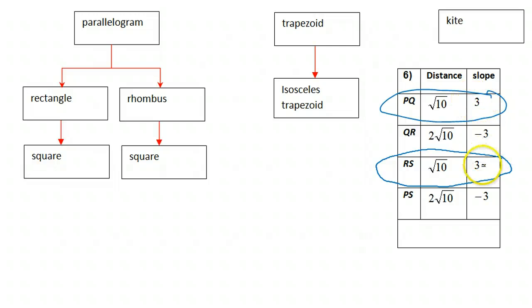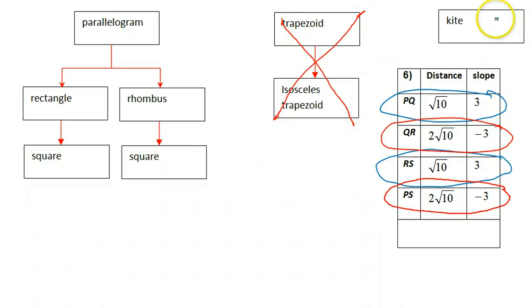Okay, the slopes are 3 and 3, that's parallel. The lengths are radical 10 and radical 10, that's congruent. So far so good. The opposite sides are parallel, the opposite sides are congruent. Let's look at the other pair of opposite sides, QR and PS. Negative 3 and negative 3, that's parallel. 2 radical 10, 2 radical 10, that's congruent. Okay, so once again, this is a parallelogram. So it's not a trapezoid, and it's not a kite. So it's a parallelogram.